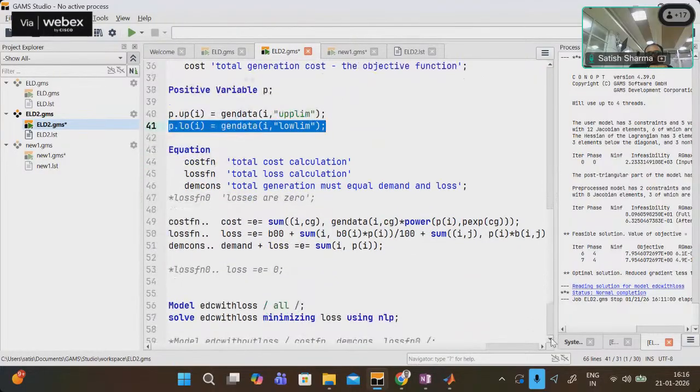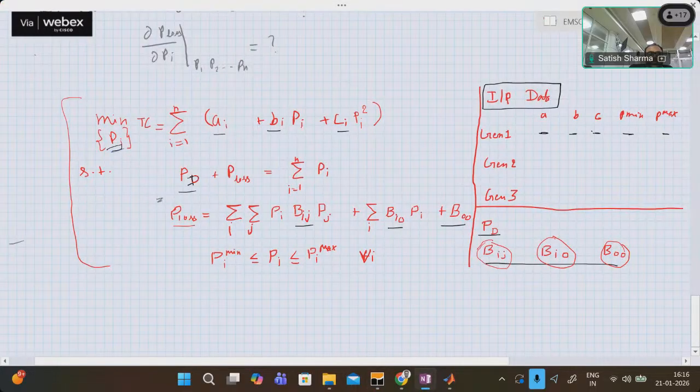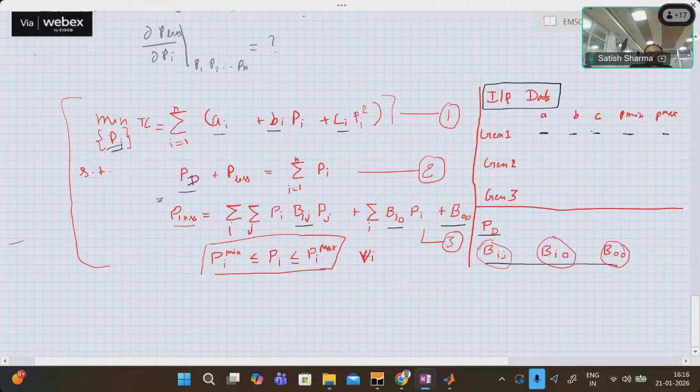Then the next part was we have to declare certain equations. So I have declared 3 equations. If you look at this formulation, one equation is basically your objective function. So this is equation 1. Then we have equation 2. And then we have equation 3, which is the loss equation. These limits have already been defined, so we don't have to define them anymore.